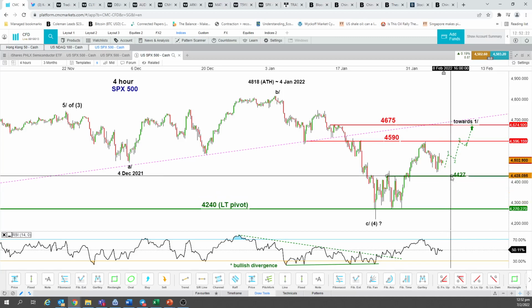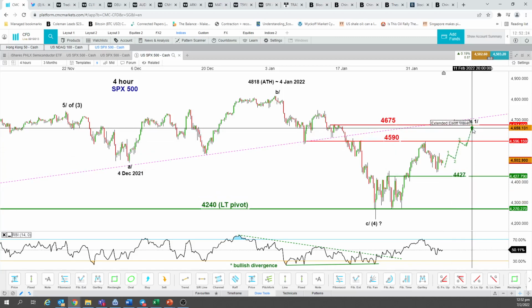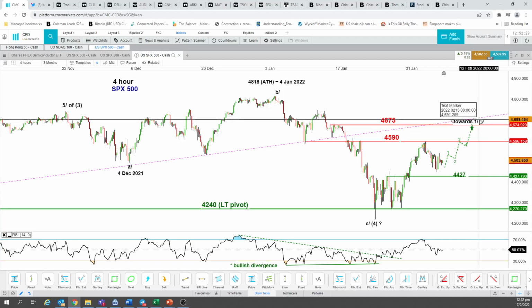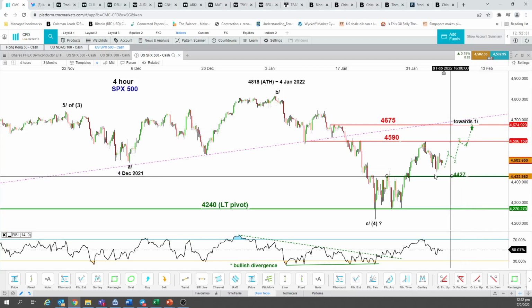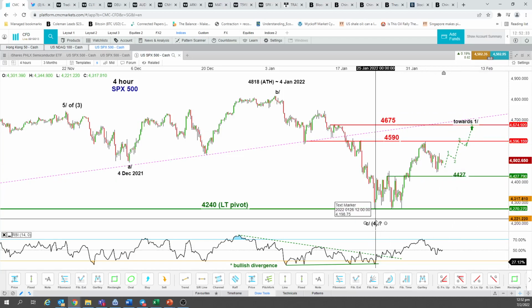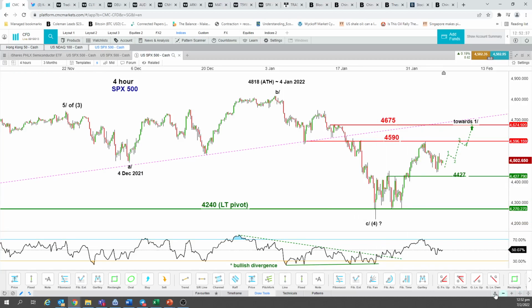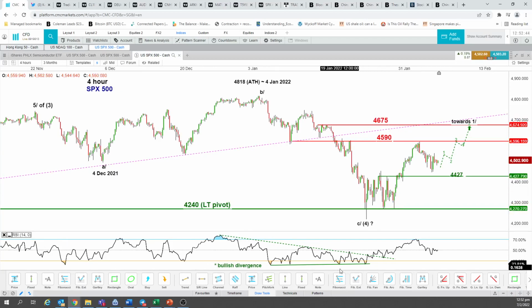So what I'm expecting over here is a completion of this medium-term Elliott wave impulsive wave one. If I do the fifth wave target, taking from the low of this bracket 4, which is 25th of Jan, it actually coincides with the 0.618, which is at 4675, which I defined last week as my maximum resistance level.